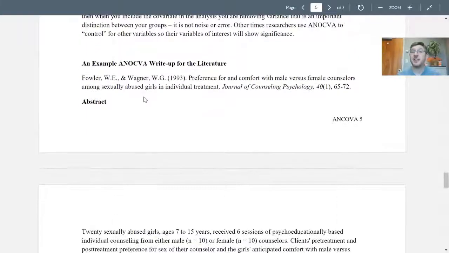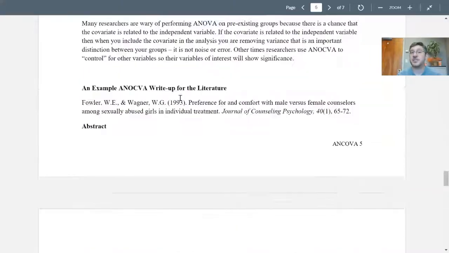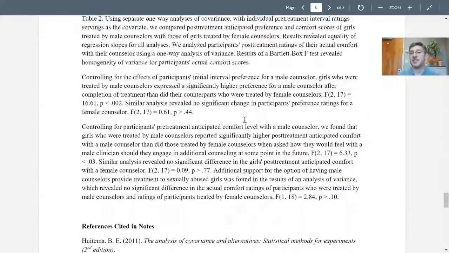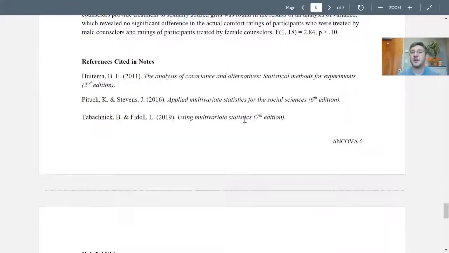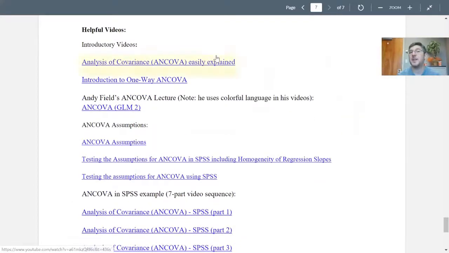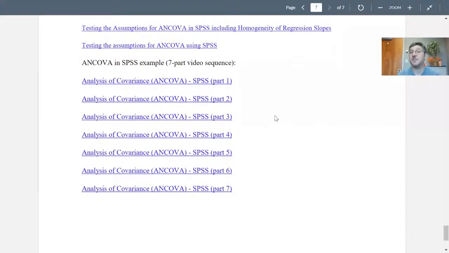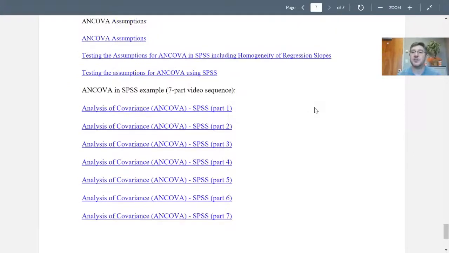Here's also just an example ANCOVA from the literature. You can see just how they've written up their results. Here's a citation, and a little abstract from the study and their results section. Here are different citations that I cited in the notes, and then I tried to provide you some helpful videos. Here are a couple of introductory videos on analysis of covariance. Here's a walkthrough of some of the assumptions, and here's a 7-part series on doing analysis of covariance in SPSS if you're interested in that.